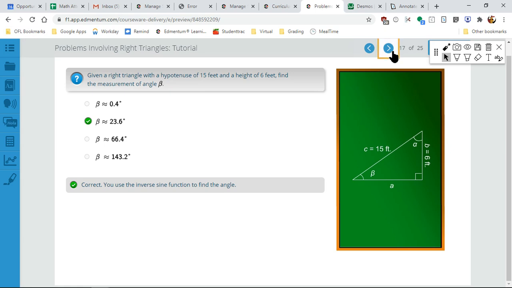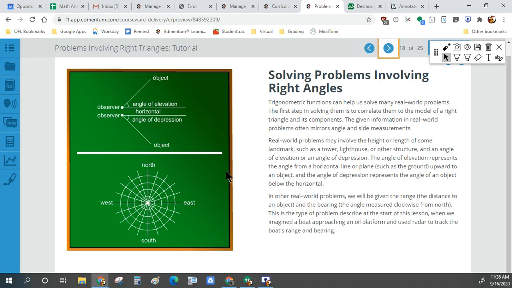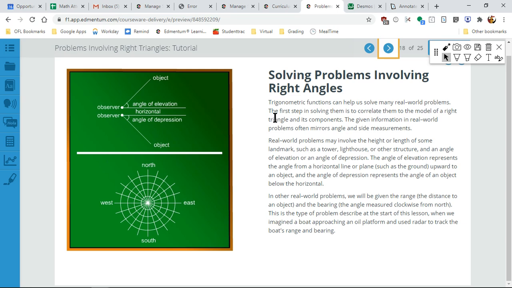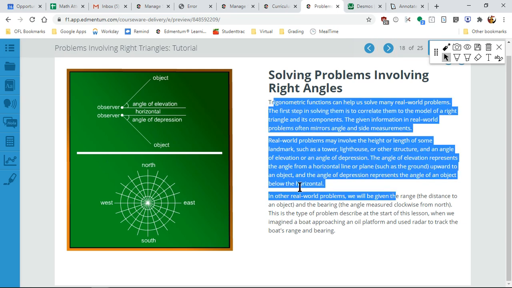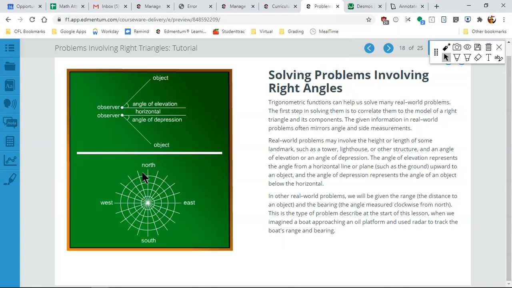All right. So let's go to the next one. So now we're going to talk about using this in real life situations. We can use trig functions in real life. All right. So in this case, if you're looking at an object, like a plane, we can figure out the angle of elevation. So let's say we want to figure out how far this object is. We would need to know the hypotenuse.